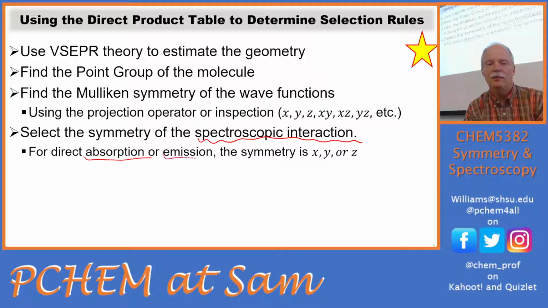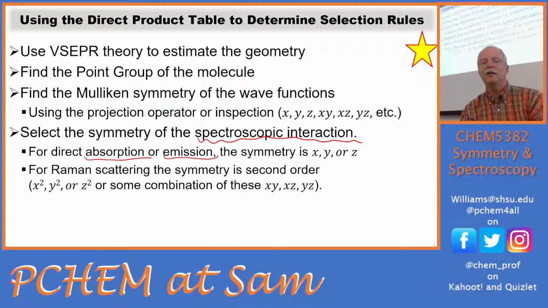Now, what are the other types of spectroscopic interactions that we deal with? Scattering. So we could have Raman scattering or Rayleigh scattering. And so these are some second order combination of the X, Y, and Z axes. One way I think of this is if our molecule is here, let's say along the X, Y, and Z axis. For scattering, we have a two-photon process, right?